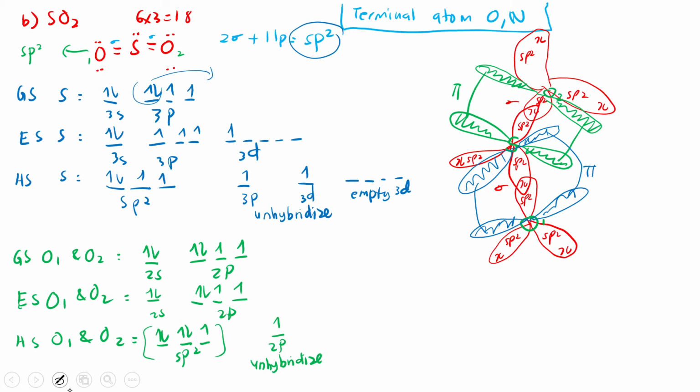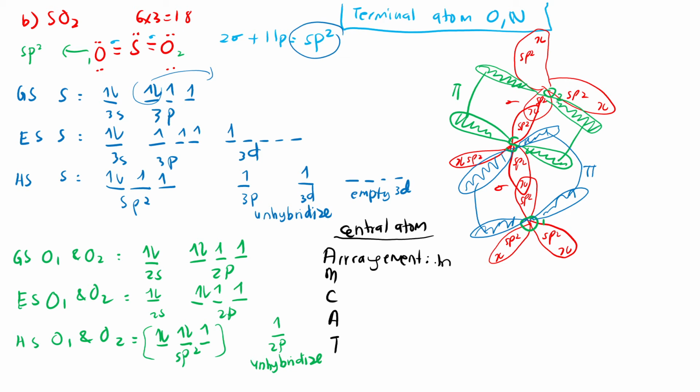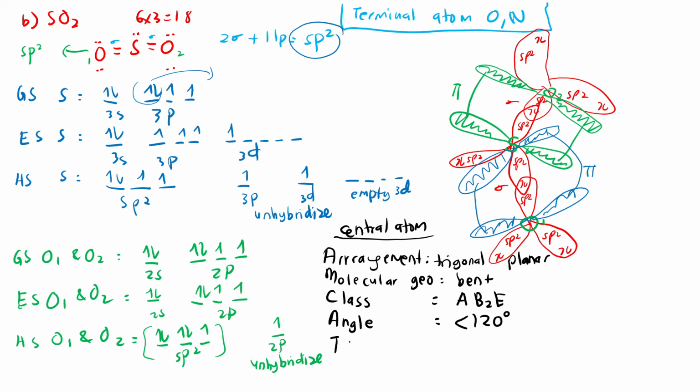Okay, lastly we will end with MCAT. This one is just for the central atom only. Arrangement is sp2 trigonal planar. Molecular geometry: because there is one lone pair, it will become bent shape. Okay, C is class. Class means how many terminals? 2 terminals. So AB2, one lone pair. So AB2A and angle. The angle for trigonal planar is 120 degrees, and because there is one lone pair, it will be less than. So the type of hybridization is sp2.